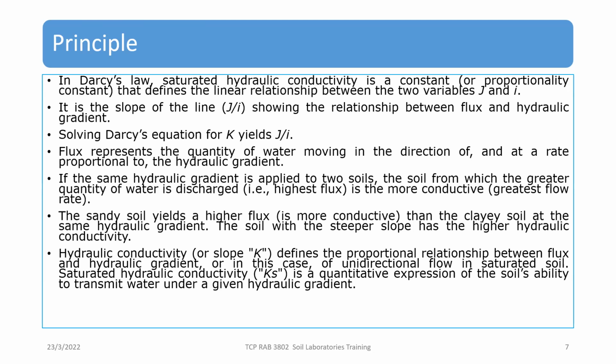Normally, sandy soils yield a higher flux, and this is of course related to bulk density, particle density, and the presence of porosity. Sandy soil is more conductive than clay soil at the same hydraulic gradient. The soil with the steeper slope has a higher hydraulic conductivity. So the hydraulic conductivity, or the slope, defines the proportional relationship between flux and hydraulic gradient, in this case for unidirectional flow in saturated soil.